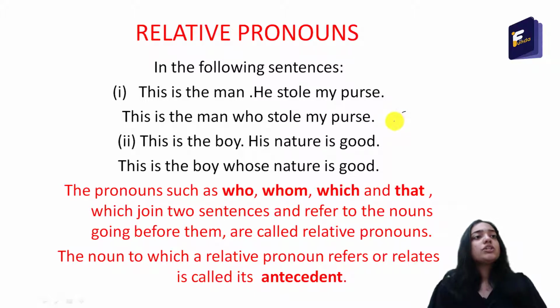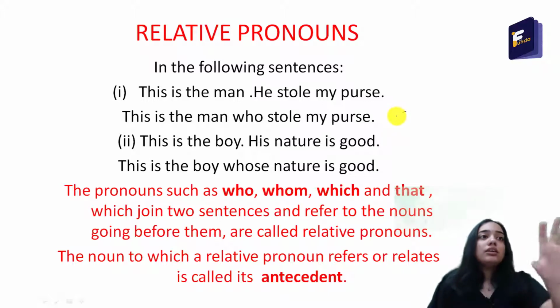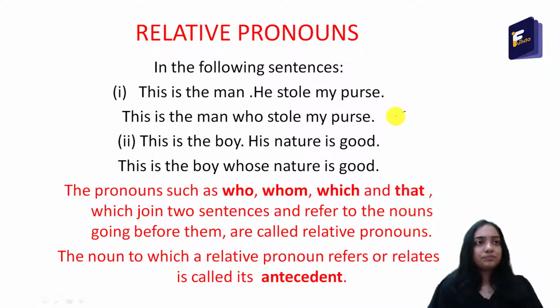So the pronouns such as who, whom, which and that which join two sentences and refer to the nouns going before them are called relative pronouns. So relative pronouns perform two tasks. First is that they join the two sentences, and the second thing is that they refer to the noun that is before them. Okay, so they refer to a noun and also they join two sentences.